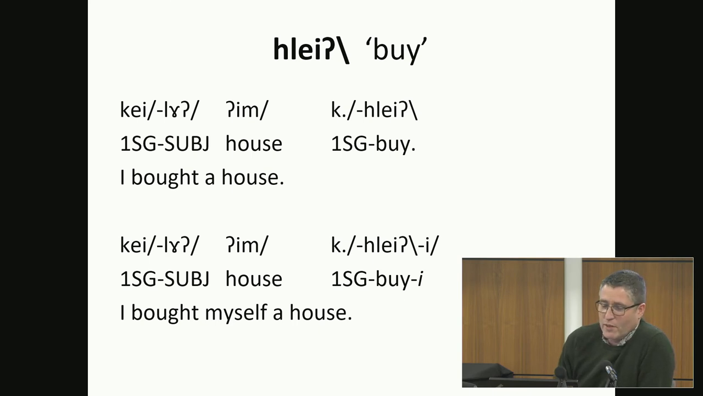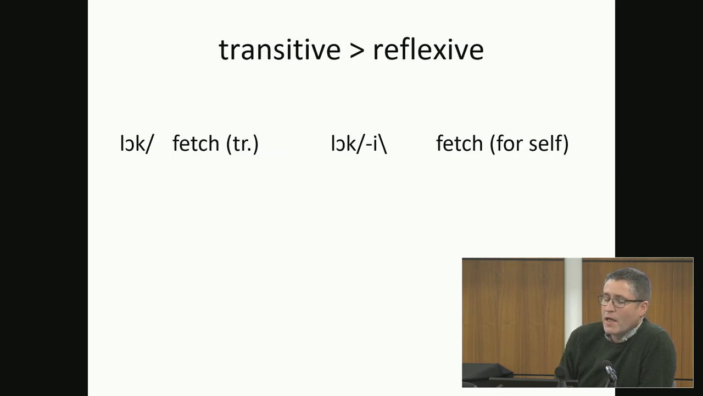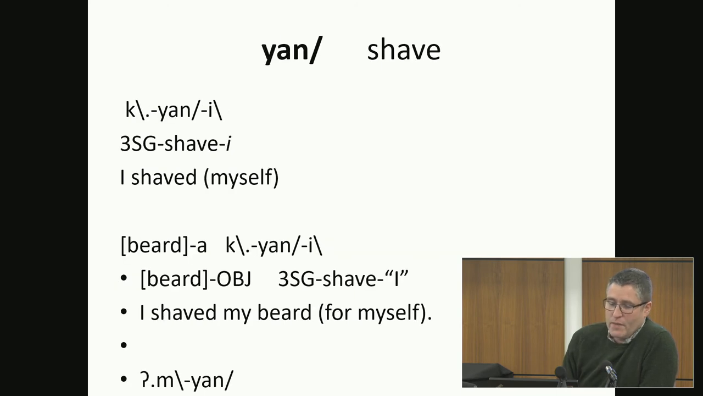It means I bought myself a house. It works quite well with the French reflexive: Je me suis acheté une maison. So you can have two different meanings. You can have the reflexive meaning and also other meanings, depending on the context.